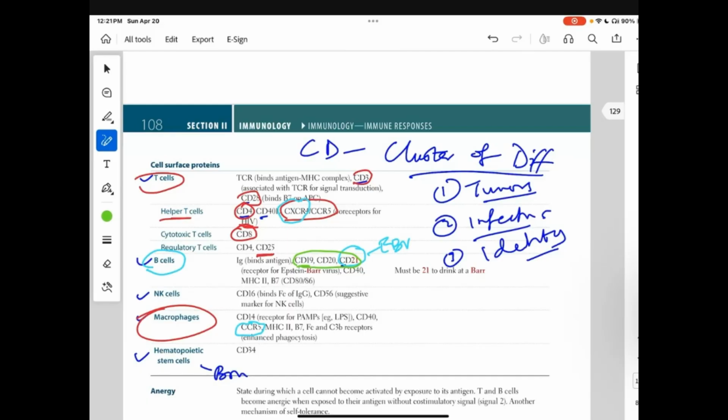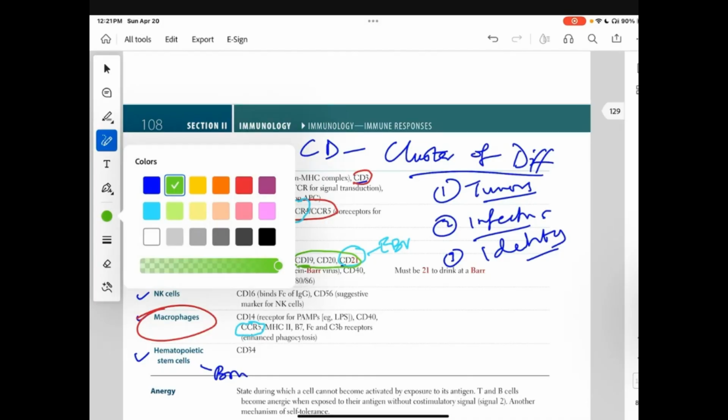So if they tell you, oh, you have a tumor and it has CD19, CD20, CD21 on the surface, you know they're talking about a B cell. Or they tell you they produce a drug that targets a cell with CD19, CD20, CD21. On that, you know they're talking about a drug that targets B cells.